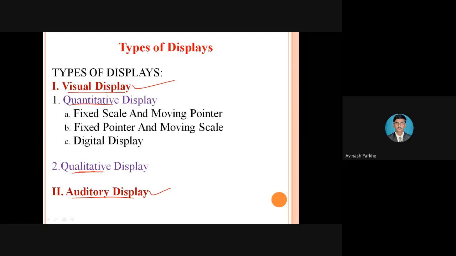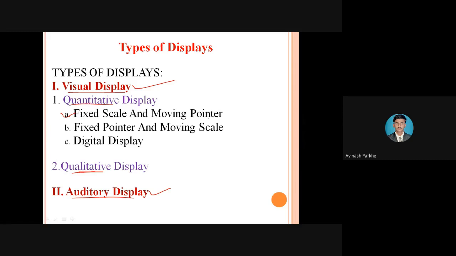Now, the quantitative display is further divided into three types. First, fixed scale moving pointer. Quantitative means that in order to measure the output in the form of quantity, a scale will be given. So the first type is the fixed scale and the moving pointer.